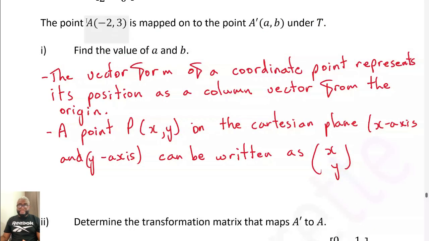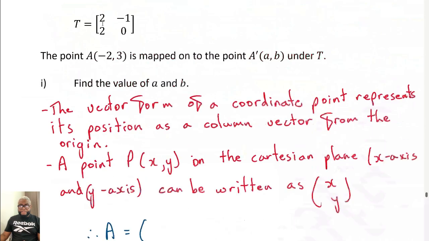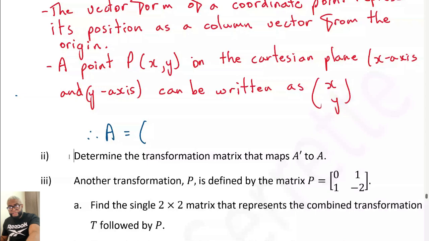So we're going to first write this A in vector form. So watch it. Therefore, A can be written as 2 on top, 3 underneath.